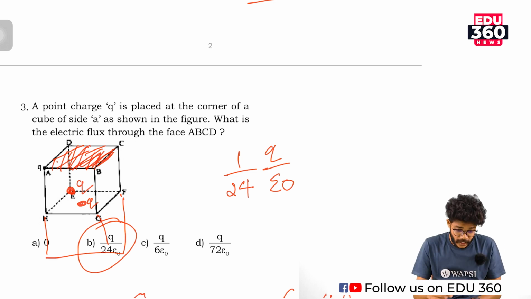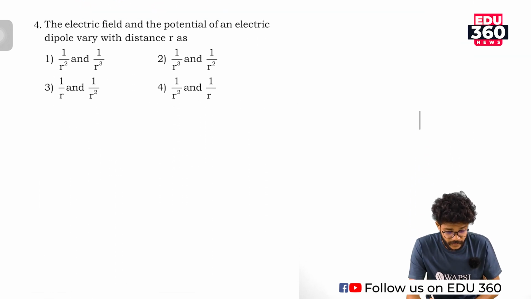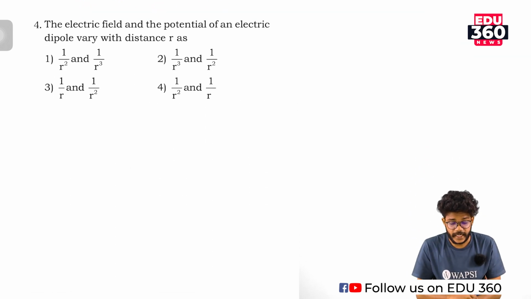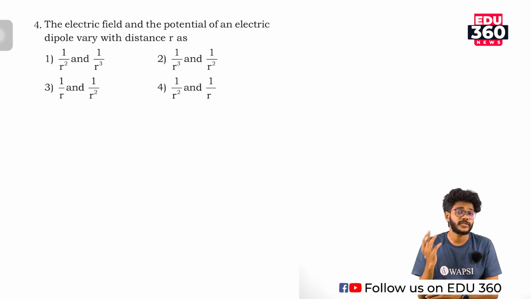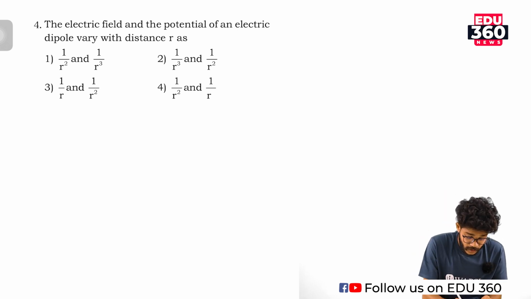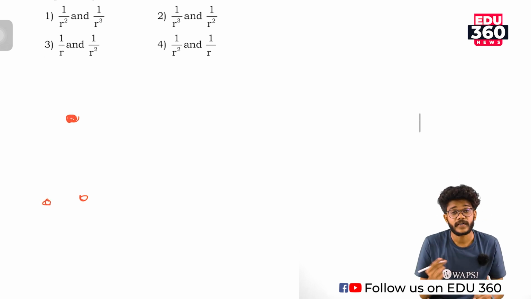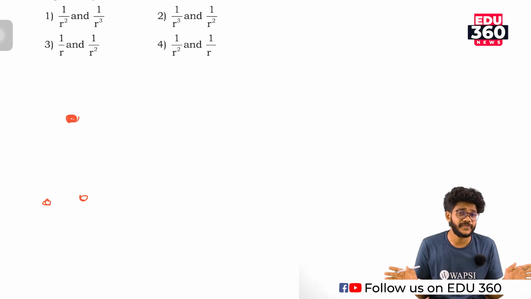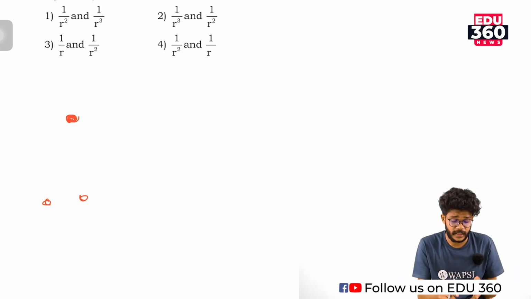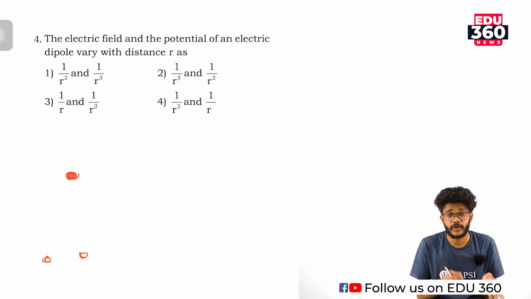So we can move to the next question, the fourth question. The electric field and potential of an electric dipole vary with distance. First we need to know the equation for the electric field and the potential of a single charge. Then we can calculate for a dipole, quadrupole, octapole, and the dependence on the distance r.